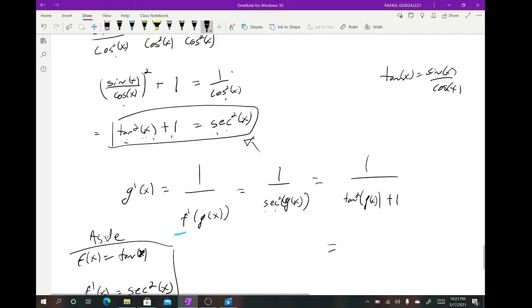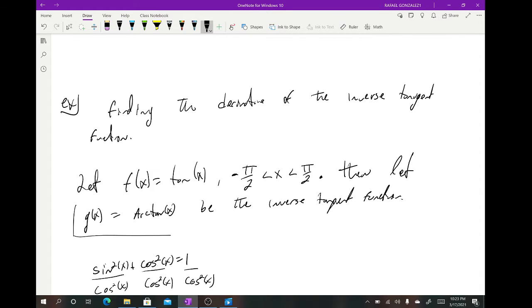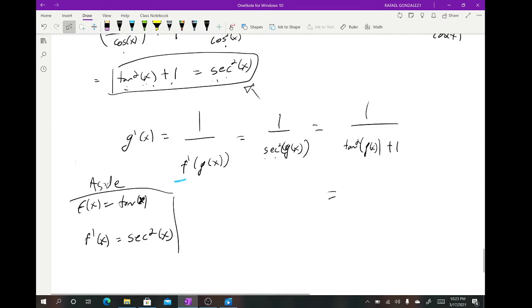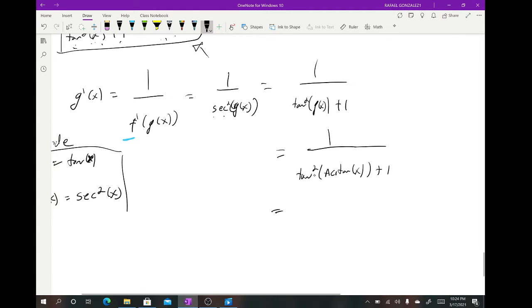But now g of x, we know what that is because it was given to us up here. G of x is arctangent of x. So we have 1 over tangent squared of arc tangent of x plus 1. Now, I could actually move the square to the outside, so I have 1 over tangent of arc tangent of x, the whole thing squared plus 1.